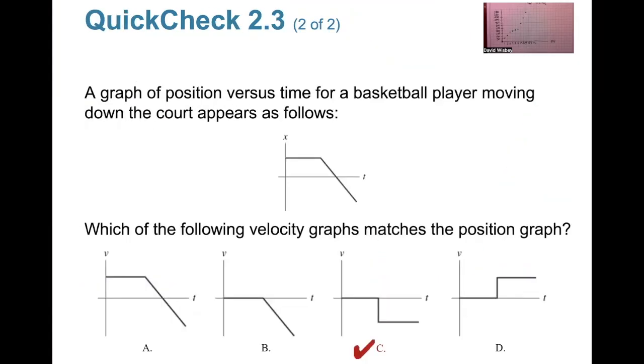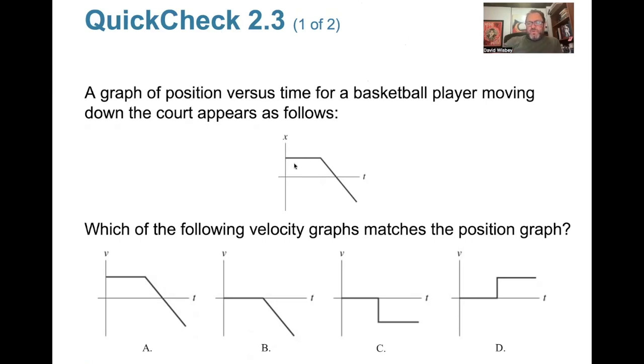And oh, here's a good one. A graph of position versus time for a basketball player moving down the court appears as follows. Which of the following... so this is his position, so we got x over t. And if his position doesn't change, what is his velocity? Well, if his position's not changing, X final equals X initial, so 0 divided by that time interval, he's not moving, he's standing still.